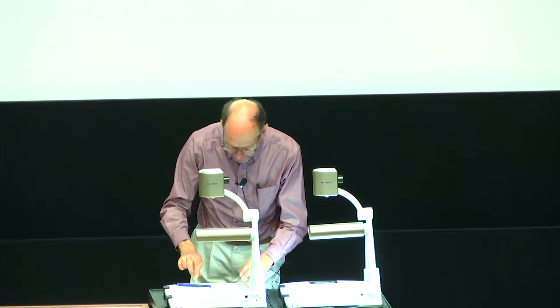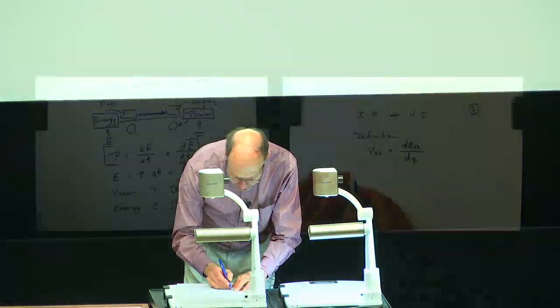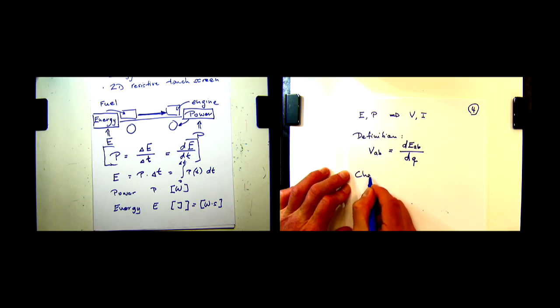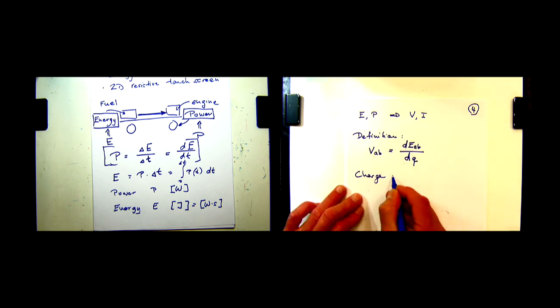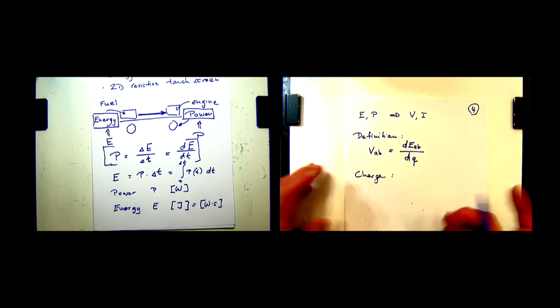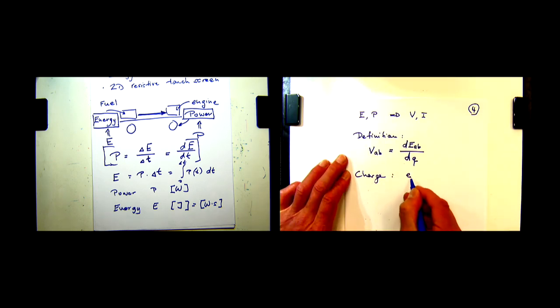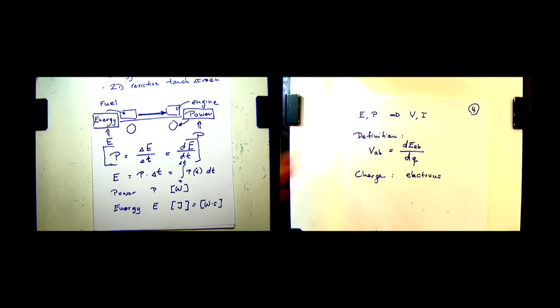And then the next thing is charge, electronic charge, and that's typically, for example, electrons. Could also be protons, but they don't like to move around much, so we're going to use electrons.